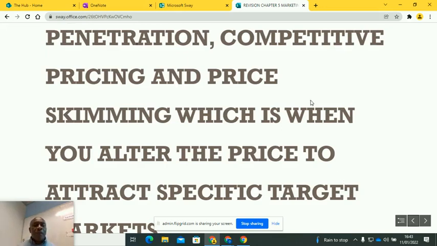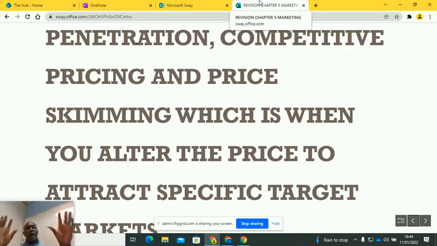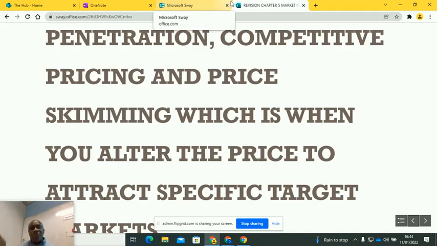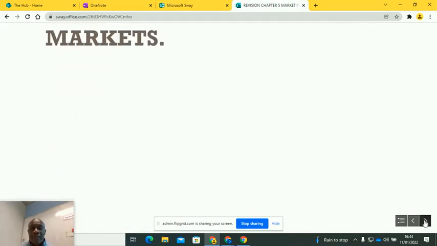A great example is maybe when they release an Apple phone. They know people are going to rush out. They're going to attract a certain type of target market who have status. Maybe they have money and they want the status of having a brand new Apple phone, so they attract them first with a high price, and then they get in the next set of people, then the next set of people, and they alter the price to attract specific target market groups. So you must know that, guys.